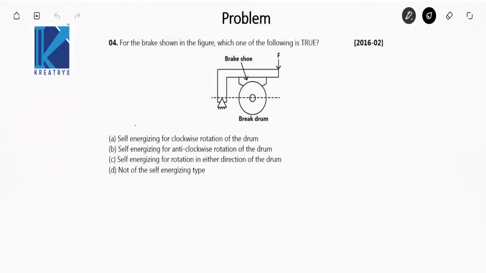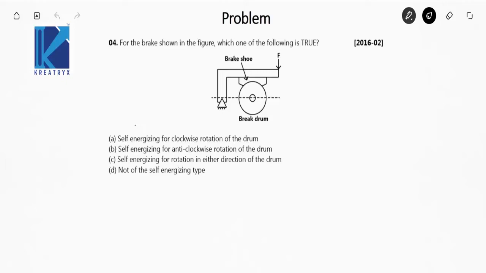The next question is: for the brake shown in the figure, which one of the following is true? Self-energizing for clockwise rotation, or self-energizing for anti-clockwise rotation. So you have to find whether the brake is self-energizing for which rotation of the drum. Let me tell you that a brake is said to be self-energizing when the movement due to friction acts in the same direction as the movement due to effort.